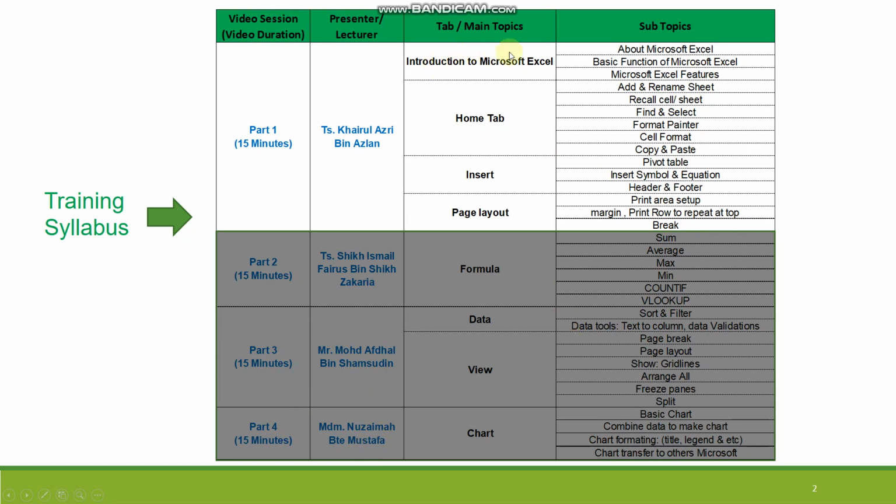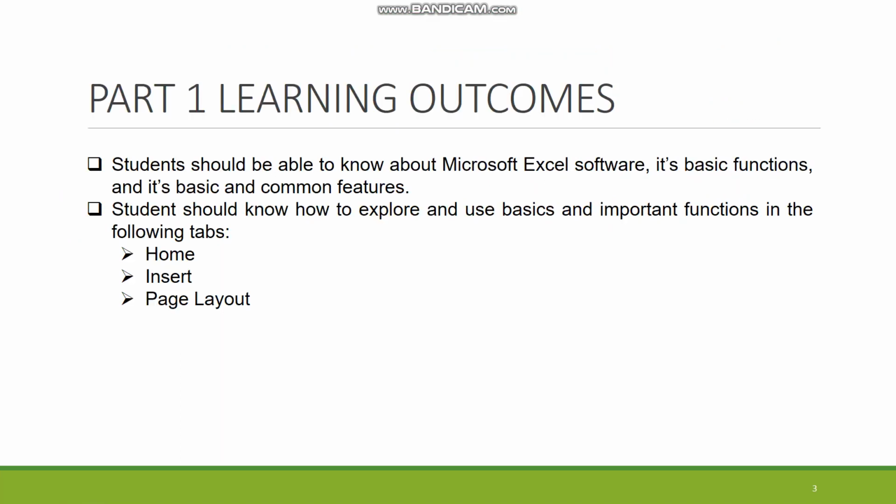So these are the main topics and subtopics that will be covered in this part 1 video. Before we go to the content, let us see the learning outcomes of this video. The first one, students should be able to know about Microsoft Excel software, its basic functions, and its basic and common features. The second one, students should know how to explore and use basic and important functions in the following tabs. First, home tab. Second, insert tab, and third, page layout tab.